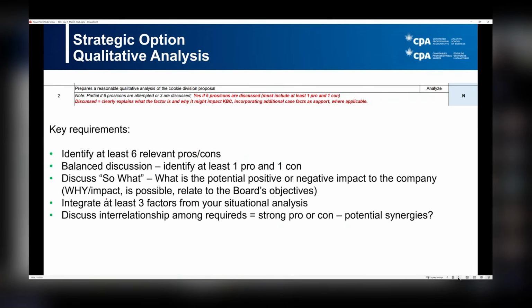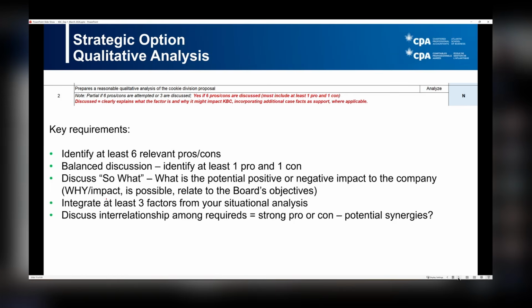When it comes to the qualitative analysis, based on this feedback guide, they're saying that you needed to identify 6 relevant pros and cons combined, and that you needed to have a balanced discussion. That doesn't mean that you need to have the same amount of pros as cons. You need to discuss both the advantages and the disadvantages, the good and the bad, of implementing that option. You can't just state the case facts. You need to answer that question, so what? What is the potential positive or negative impact to the company? And if possible, relate it back to the board's objectives.